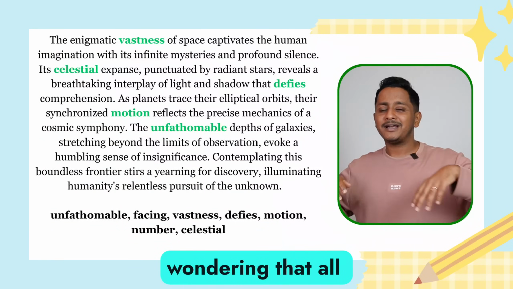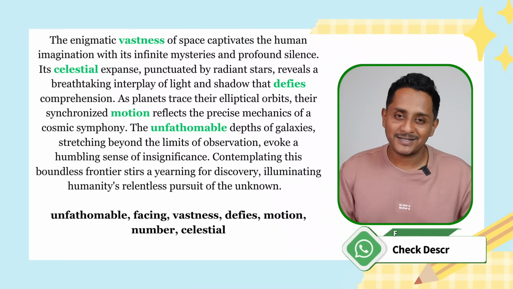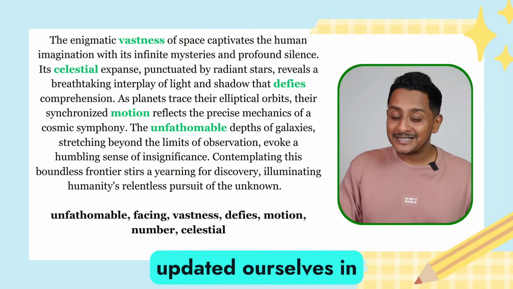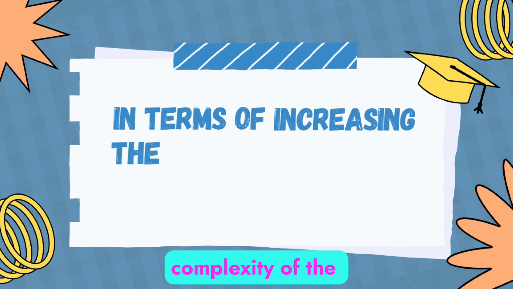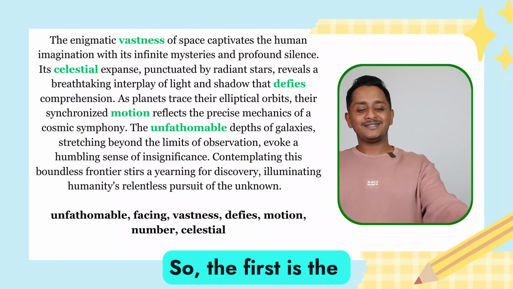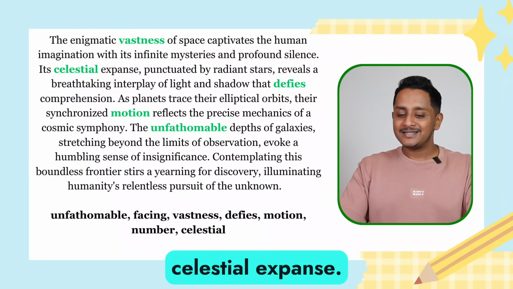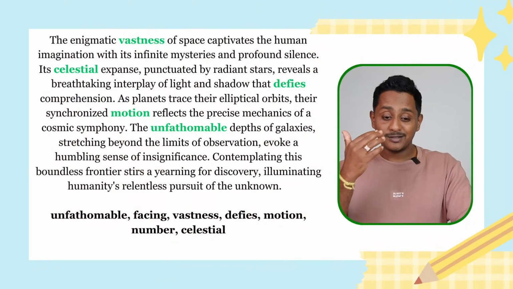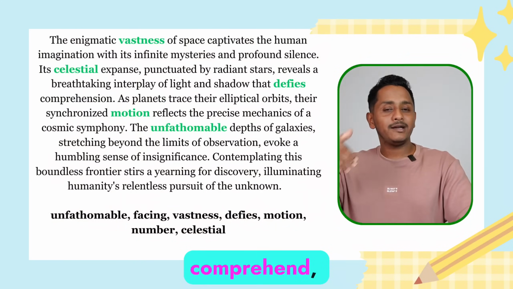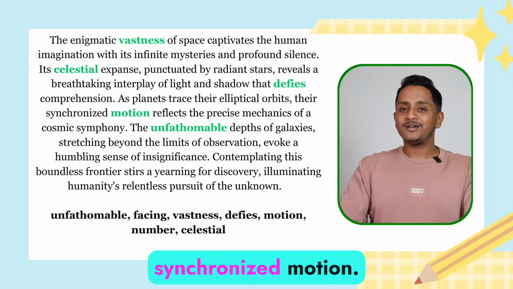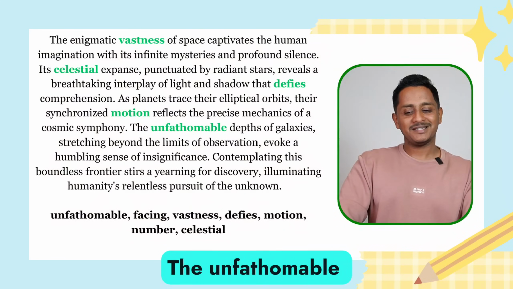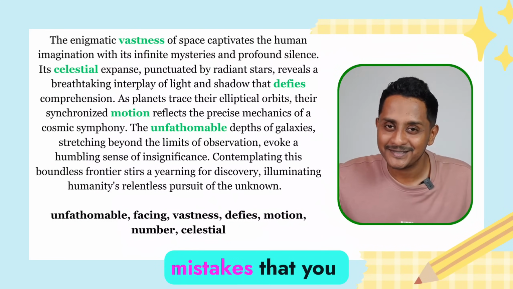Some may be wondering that all these are very difficult words. They're not difficult words. They're easy words. It's just that we have not updated ourselves in terms of increasing the complexity of the vocabulary to a little bit higher. So the first is the enigmatic vastness, celestial expanse, the second one. Defies comprehension. Comprehension means your understanding. Reading comprehension. You read and comprehend, understand. The fourth is synchronized motion. Fifth is the depths. What depths? The unfathomable depths. Keep track of the mistakes that you have done.